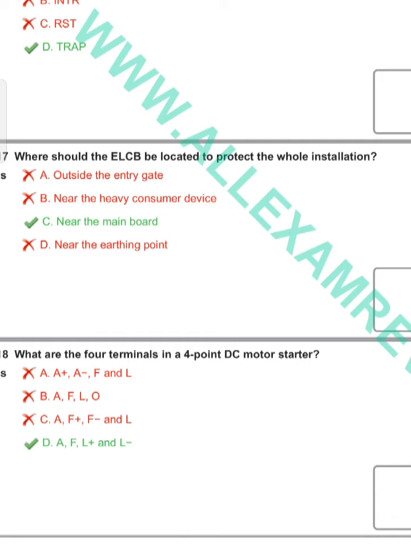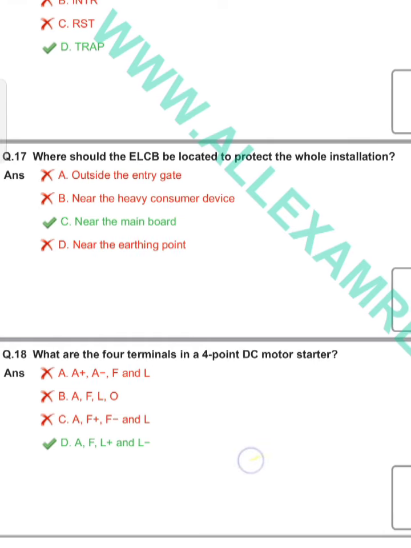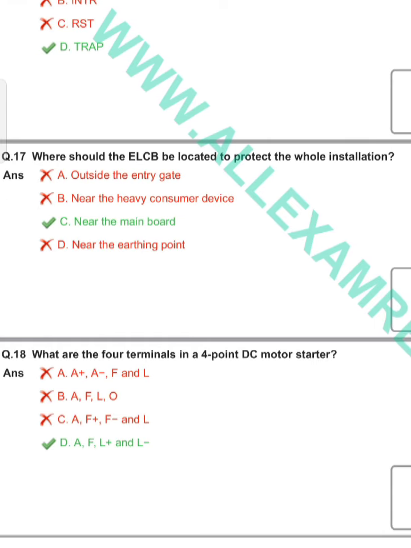That is another one. Question number 17. Where should the ELCB be located to protect the whole installation? Near the main board. Yeah, it's an easy one. And question number 18 is also easy. What are the 4 terminals in a 4-point DC motor starter? We have to know the practical things about the DC motor starter, such things as terminals and how to denote them.